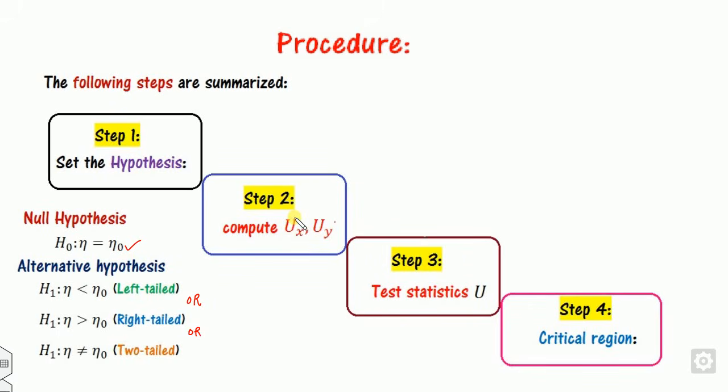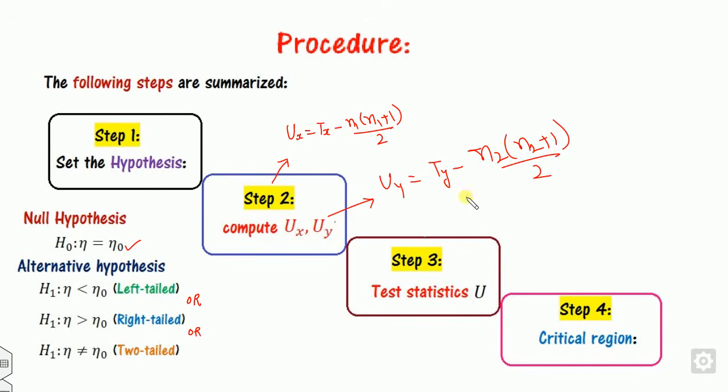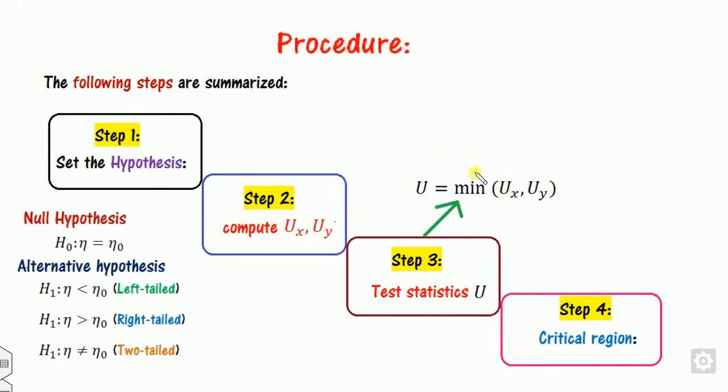Second step is we will compute the Ux and Uy as we discussed in the previous slide. That is Ux with the help of this, n1 n2 plus n1 times n1 plus 1 divided by 2 minus Tx, and Uy we will compute as Ty minus this n2 term. Once we find the Ux and Uy, we will define the U, which is nothing but the minimum of these two. And then step three, we will find the critical region.